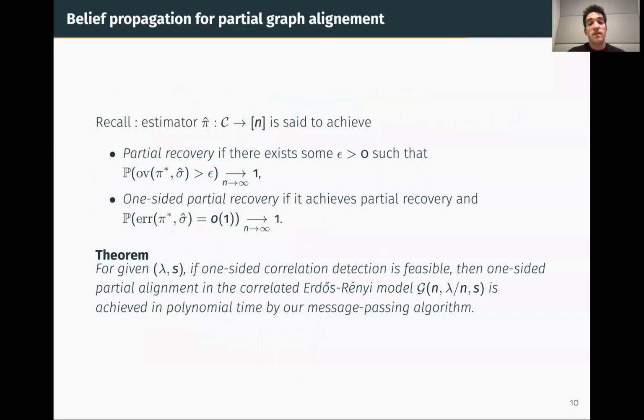Another result actually makes the link between the two problems. If we have a given range of parameters for which one-sided correlation detection is feasible in trees, then this implies that one-sided partial alignment is feasible in the Erdos-Renyi model, and it is achieved in polynomial time by our message passing algorithm. So this is exactly showing that there's a strong connection between these two problems.